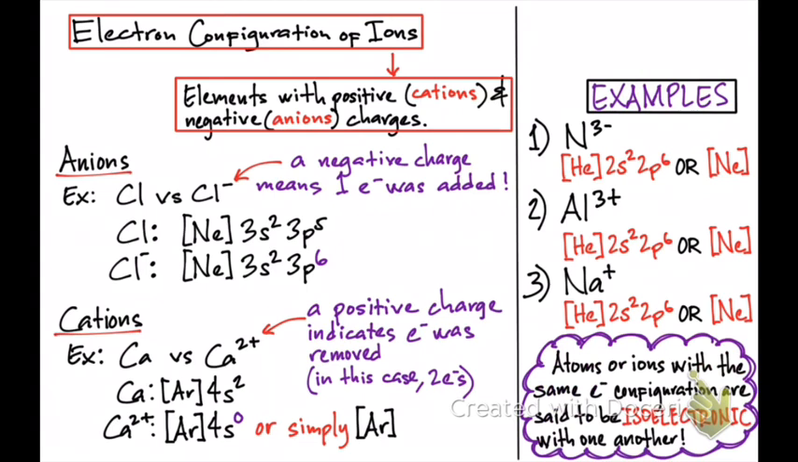When you have atoms or ions with the same number of electrons and the same electron configuration, these ions and atoms are said to be isoelectronic. Make sure that you remember this terminology. Isoelectronic means 2 atoms or ions have the same number of electrons and the same electron configuration. That's what isoelectronic means.